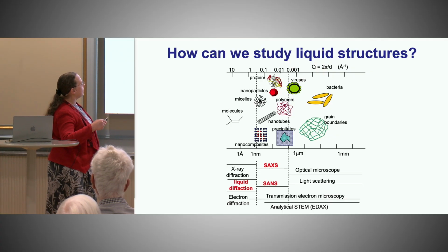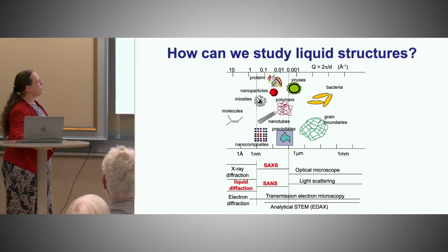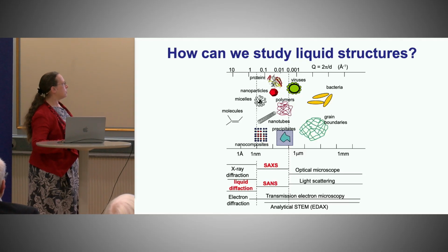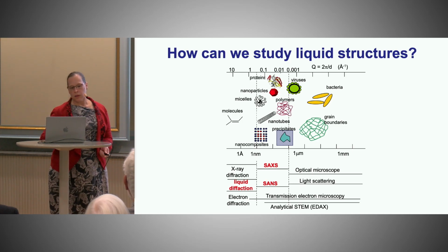And here we're looking at things that are on the order of a few nanometers up to almost a micron in size, which are a bit smaller than viruses and bacteria, but carbon nanotubes or micelles or proteins are all within this size range.